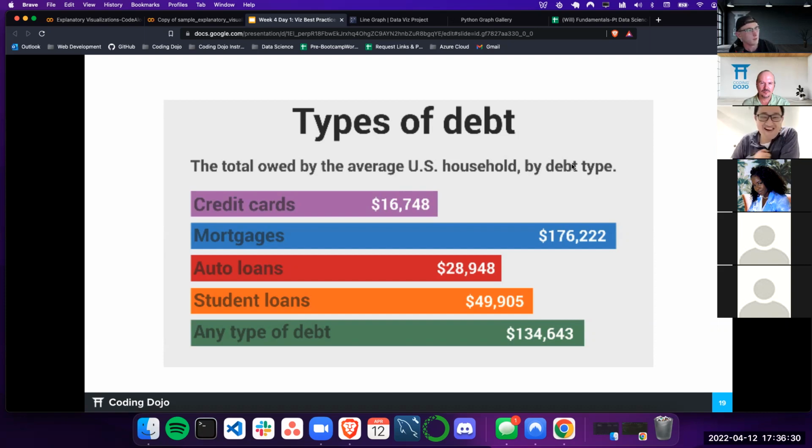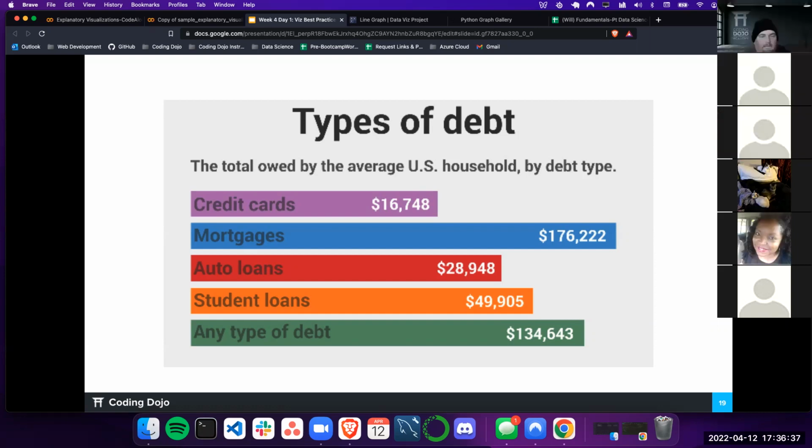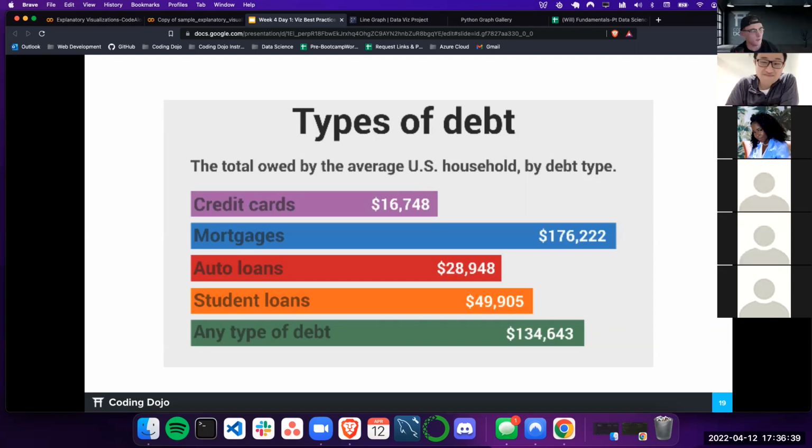Also, any type of debt, I mean, either it should be other type of debt, or what does any type of debt mean? Then it would include all of them. I'm glad you caught that. Is student loans a type of debt? Yes, but that doesn't make any sense. Any type of debt. What is going on there?